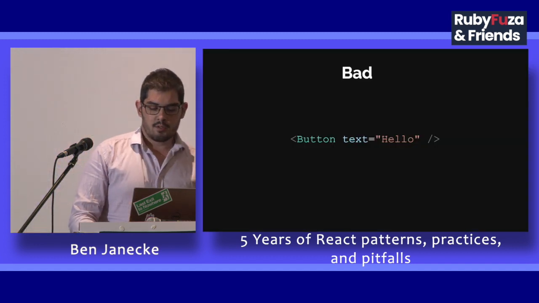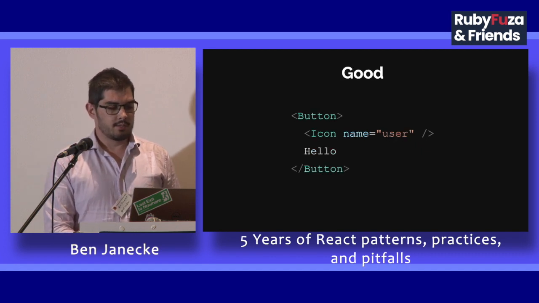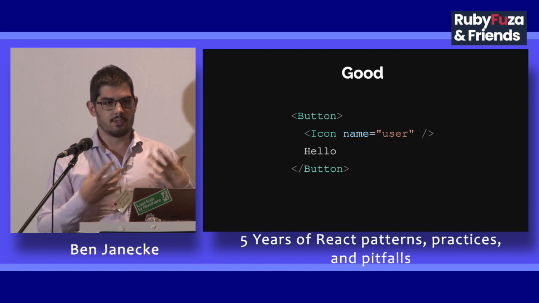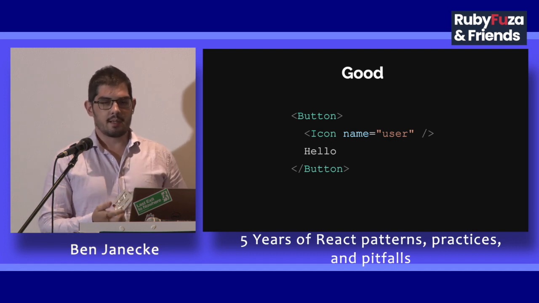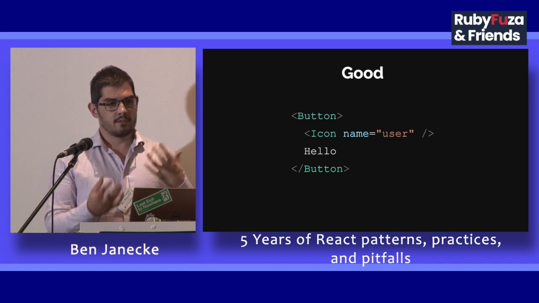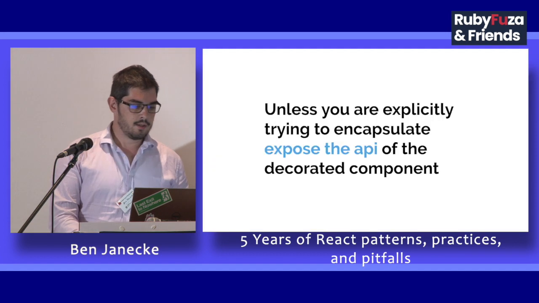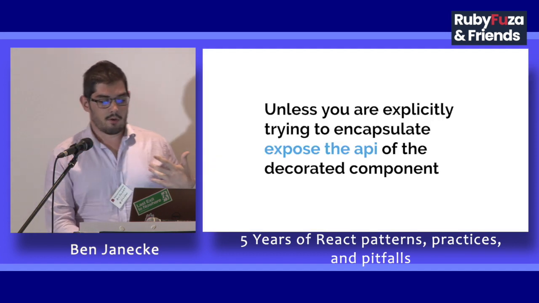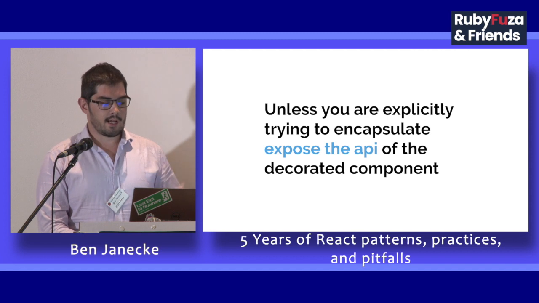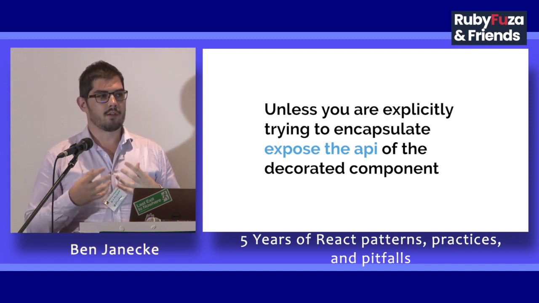So what's a bad example? A button that takes a text attribute is a bad example. What is a good example is a button that takes the children prop, and we can see immediately here how that enables composition. I can suddenly pass in an icon to compose that together with the component, right? Very simple.